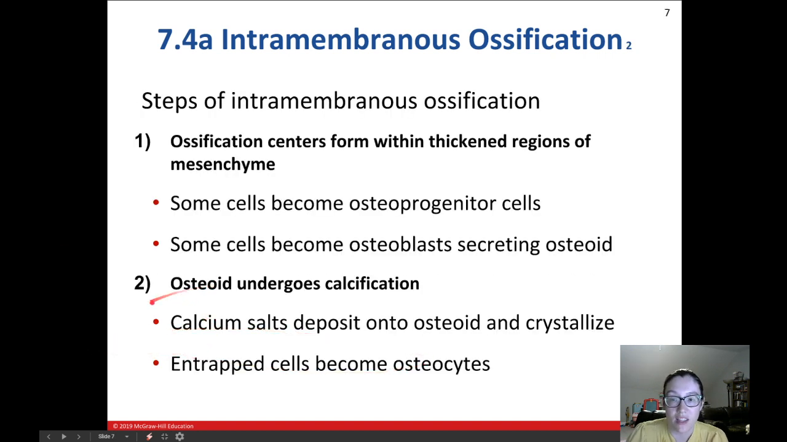The next step is that the osteoid is going to undergo calcification. And we said calcification is where we have calcium and phosphate deposition. So those calcium salts are deposited onto the osteoid, right around the collagen fibers, and they crystallize into those hydroxyapatite crystals. And that's going to form the hard, brittle part of the bone. And all of the blasts that had been in the middle here that are then trapped inside their lacunae are going to become osteocytes. They're going to be called osteocytes now. They're mature cells.